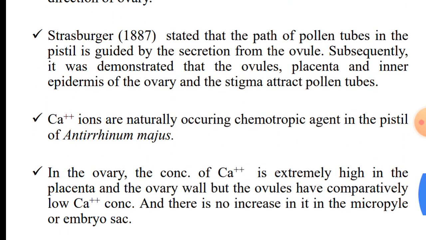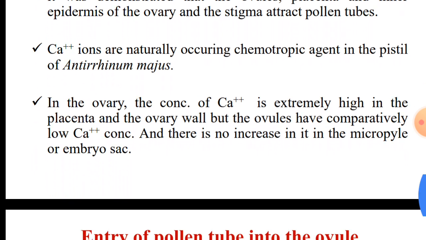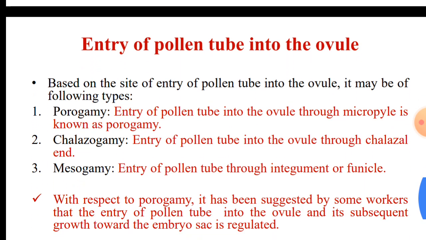The calcium ions are naturally occurring chemotropic agent in the pistil of Antirrhinum majus. In the ovary, the concentration of calcium ions is extremely high in the placenta and the ovary wall, but the ovules have comparatively low calcium ion concentration, and there is no increase in it in the micropyle or embryo sac.